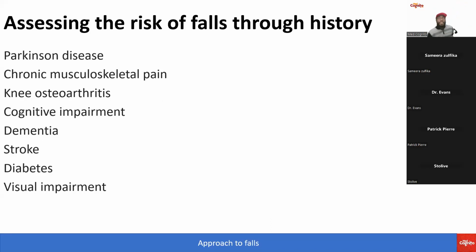So Parkinson's disease, chronic musculoskeletal pain. And you come to understand why I'm also saying that. Knee osteoarthritis. If the knee is not able to hold things well, that's a problem. Cognitive impairment in the patient, dementia, stroke. And then I saw a lot of candidates also writing diabetes. Beautiful. Diabetes. And then visual impairment.